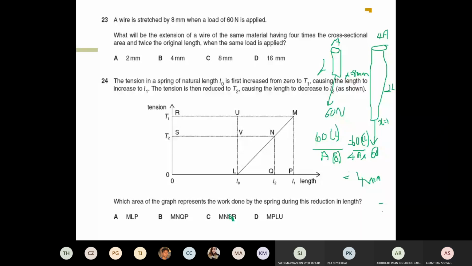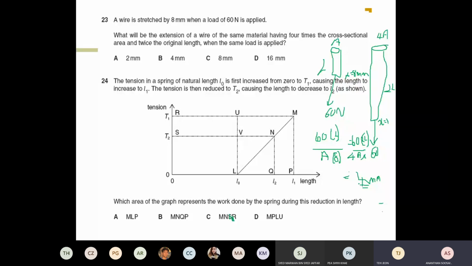Sir, I have a question. If they stated same material, does it have the same Young modulus? If they state same material, then the Young modulus is the same. If they never state same material, then you can't take the Young modulus as the same. But the question stated that the extension of a wire of the same material. If same material, Young modulus has to be the same. Same material means Young modulus is the same, because Young modulus, like density, never changes for a material. Dimension different, different thickness, different length, the Young modulus is the same for the material.